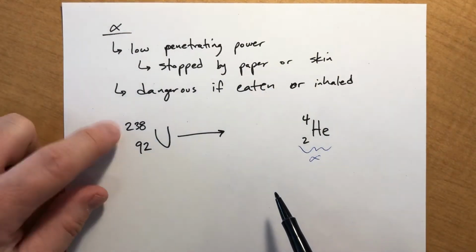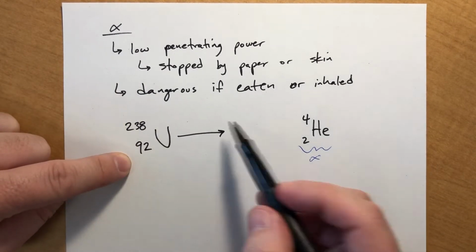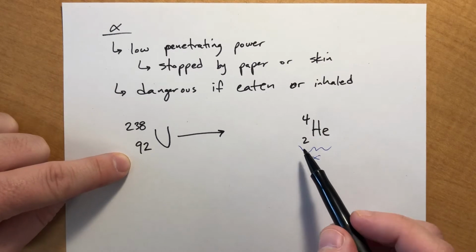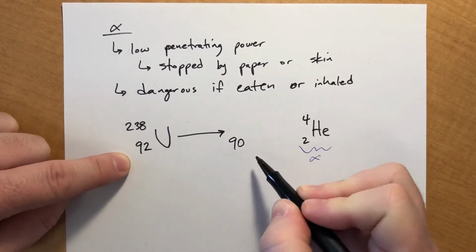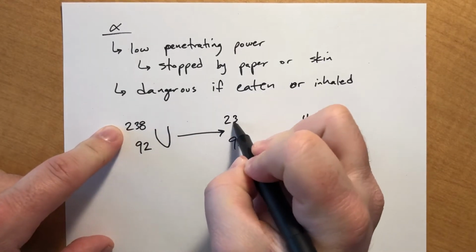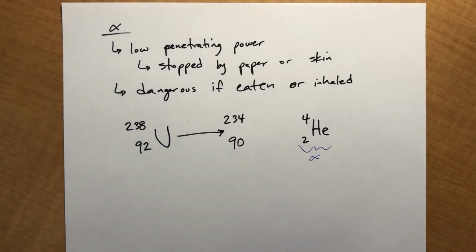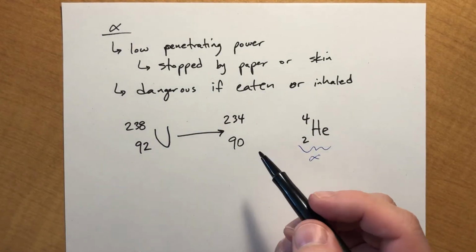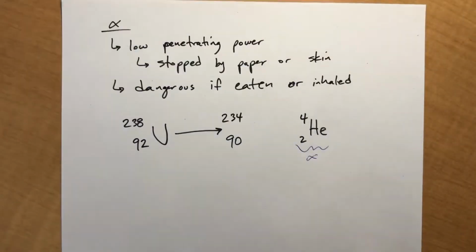So on this side, the top numbers add up to 238 and the bottom numbers add up to 92. We need the same thing over here. Well, 90 plus 2 gives us 92. So 90 is going to be the bottom number. And 234 plus 4 will give us 238. Well, 90, we need to figure out what element that is. Element 90 is thorium.